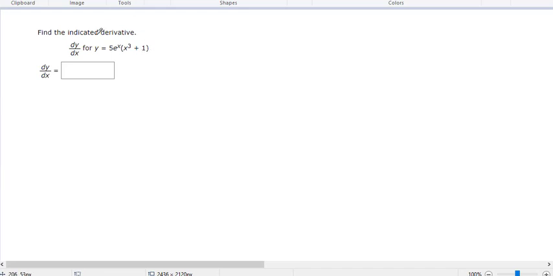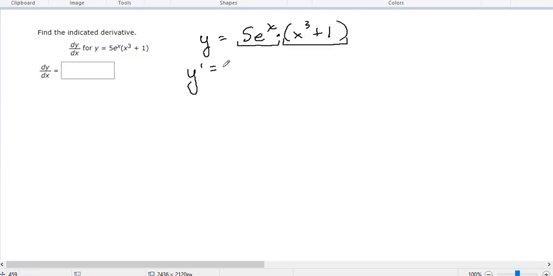So this is a WebAssign homework problem. Find the indicated derivative. Notice that they're using the Leibniz notation, dy dx. So I want the derivative of 5e to the x times x cubed plus 1. I have to recognize that that's a product. So I have a first function and a second function. Derivative will be derivative of the first function itself times second as it is, plus, then you switch. You take the first function as it is times the derivative of the second function.